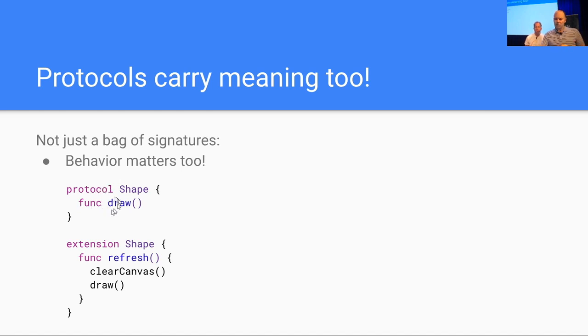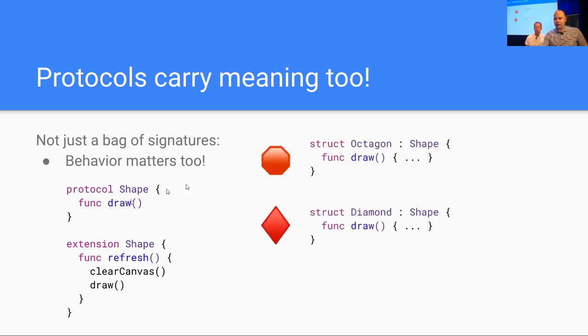So I have Shape. All shapes have to have a draw method. Right? This is super easy. And what I can do is define an octagon and tell it how to draw. I can define a diamond, tell it how to draw, using exactly the same stuff that we just saw before.